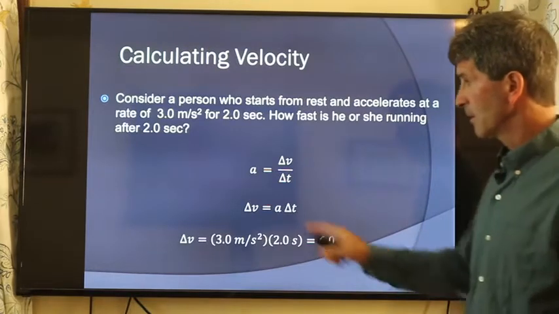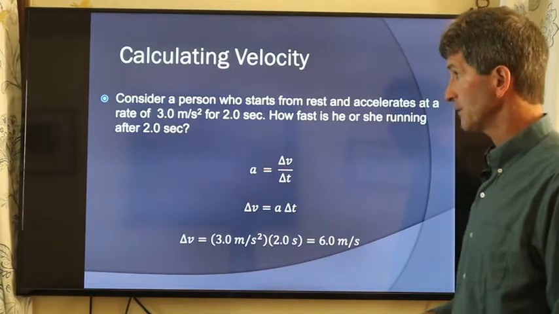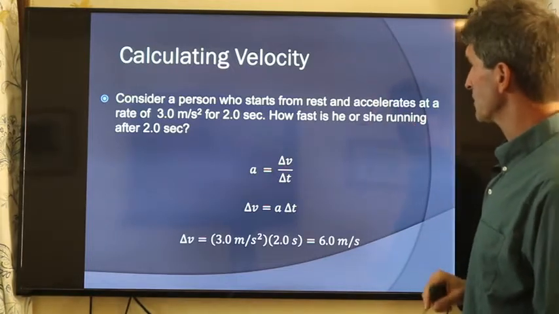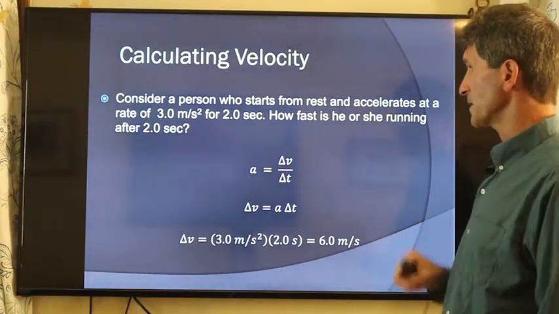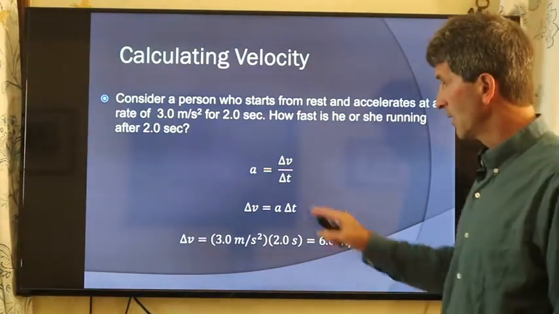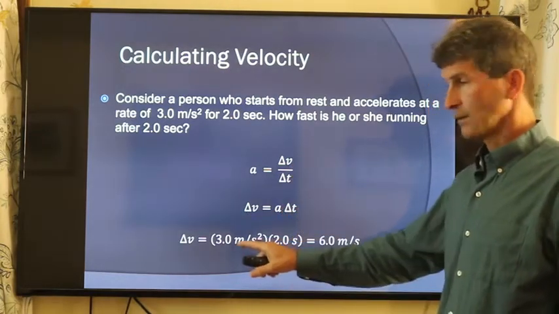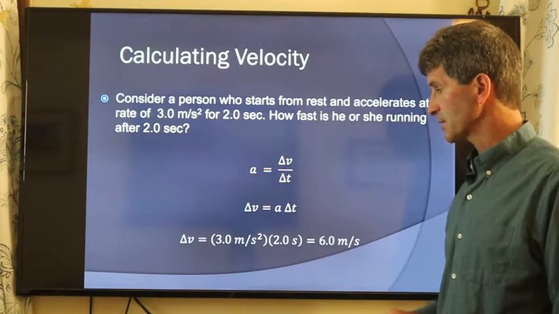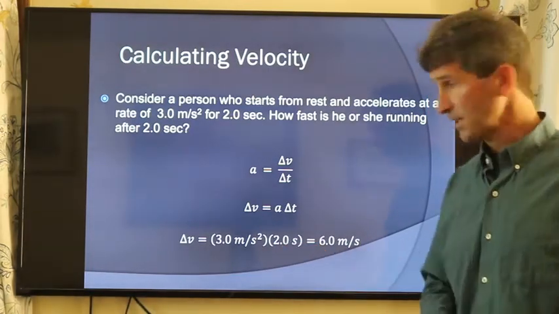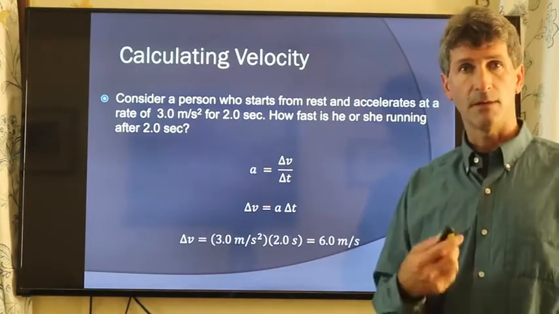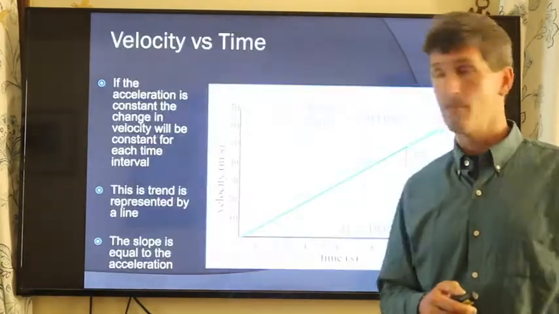Calculating velocity. Let's say here's our acceleration. We want to calculate our velocity or a change in velocity. A person starts at rest and accelerates at a rate of 3 meters per second squared for 2 seconds. How fast is he or she running after 2 seconds? Well, we can solve for v here: v is equal to acceleration times time. The acceleration is 3 meters per second squared. The time is 2 seconds. That means that they change their velocity by 6 meters per second. If they're at rest at first, that change of 6 becomes their actual velocity.